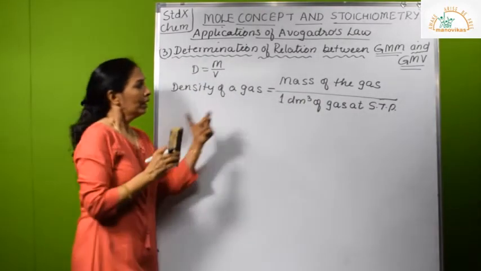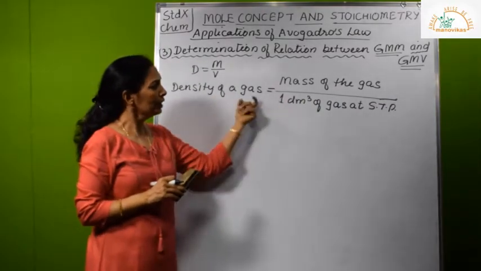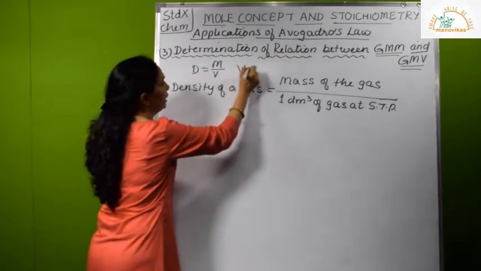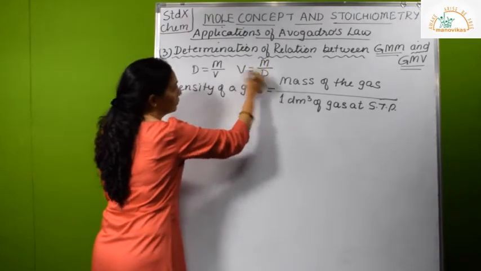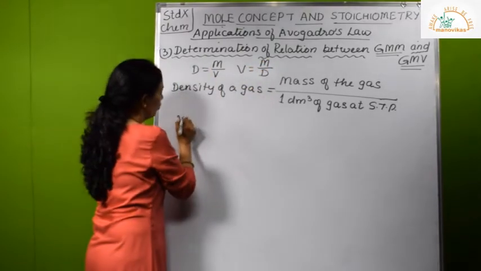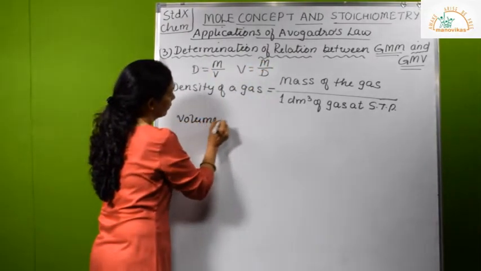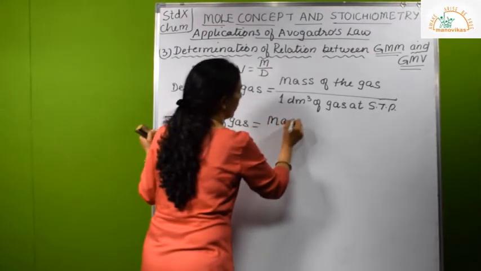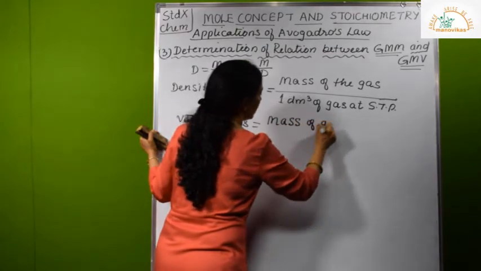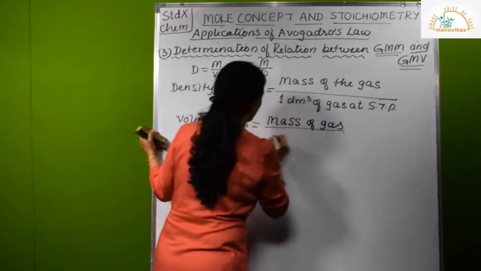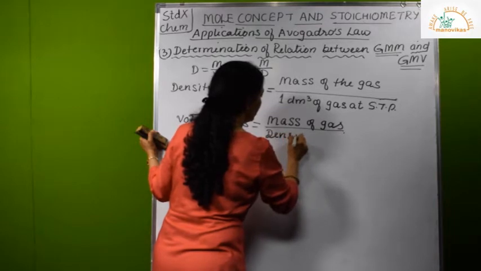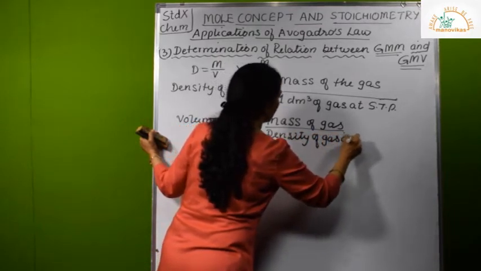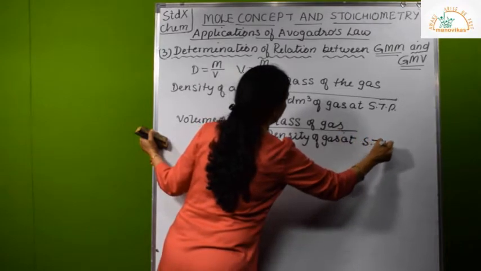Okay, using this we can change this for calculating volume also. D is equal to M upon V, so V is equal to M upon D. Okay, so volume of gas is equal to mass of gas upon density of gas at STP.